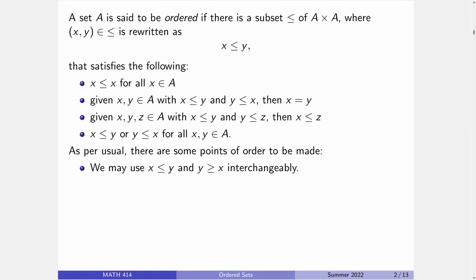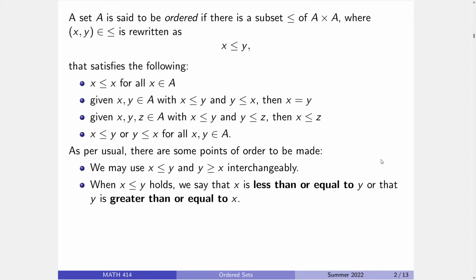Hey, that fixes it. Yeah, so we can use these two notations interchangeably, x less than or equal to y, or y greater than or equal to x. Preference doesn't really matter. Sometimes it makes a bit more sense to talk about something being greater than something else, rather than less than. And like I said, when this holds, we say that x is less than or equal to y, or that y is greater than or equal to x, depending on how you want to look at it.